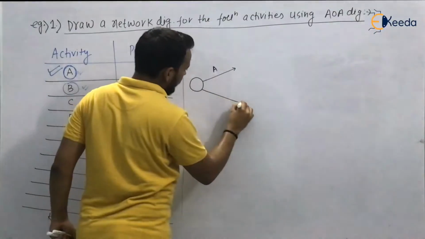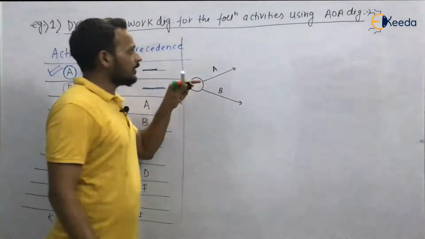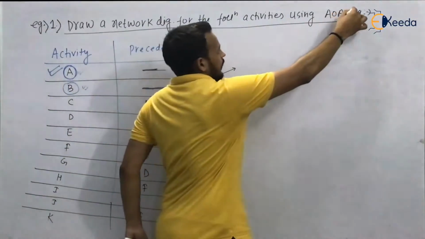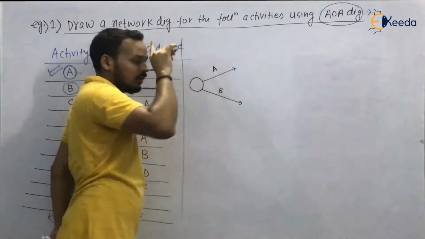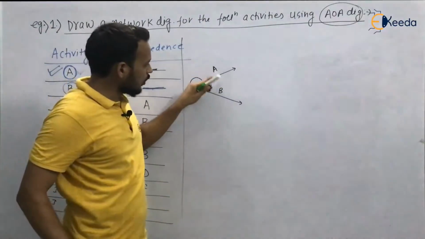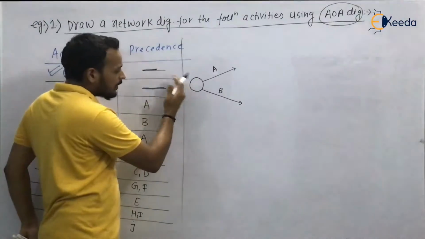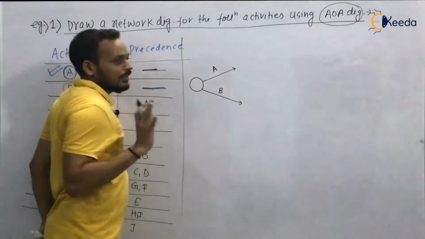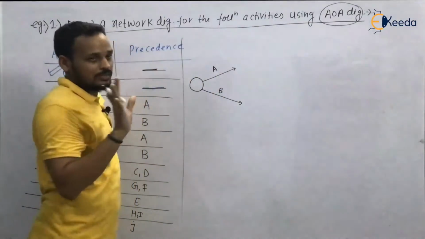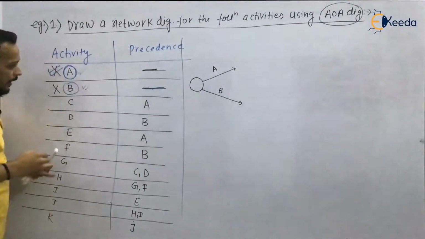Activity A and activity B using the AOA diagram. It means the activities are represented on the arrow. Since there is no precedence for A and B, it means they will start simultaneously. Okay. So you have drawn A and B.